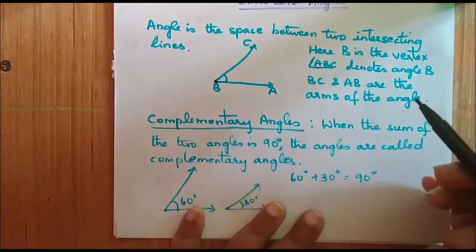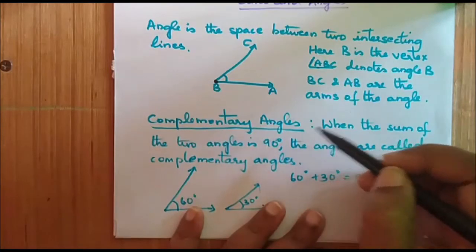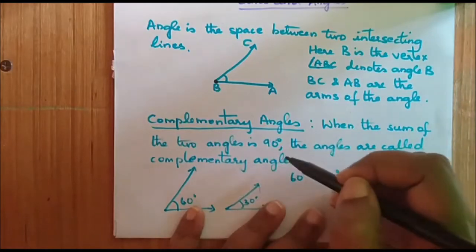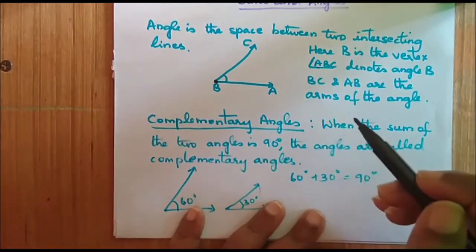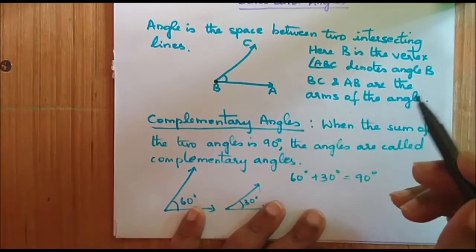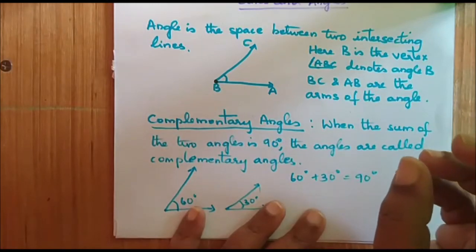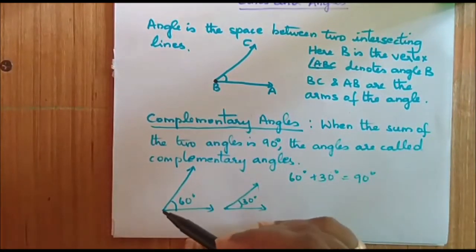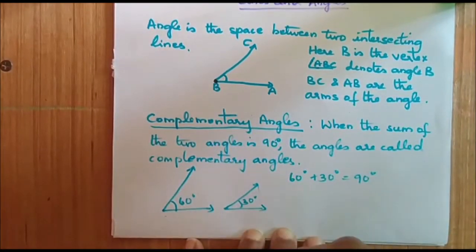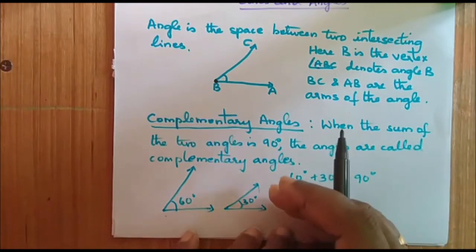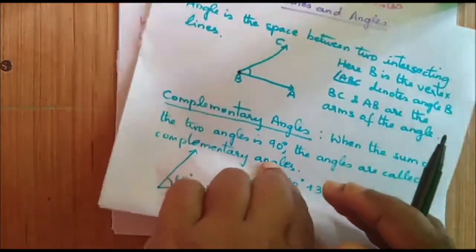Now we'll go into complementary angles. What do you mean by complementary angles? When the sum of the two angles is 90 degrees, the angles are called complementary angles, or you can say the angles are complement to each other. For example, the first angle is 60 degrees and the second is 30 degrees. Are they complementary angles? Yes, because 60 plus 30 degrees is 90 degrees. Okay, I hope you understood this.